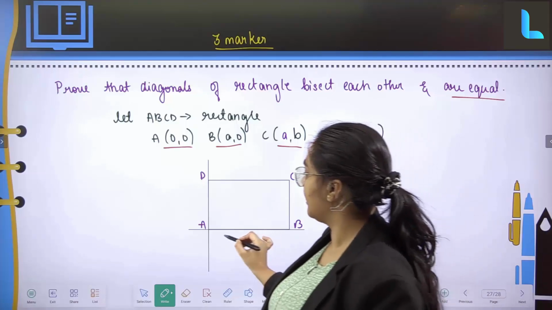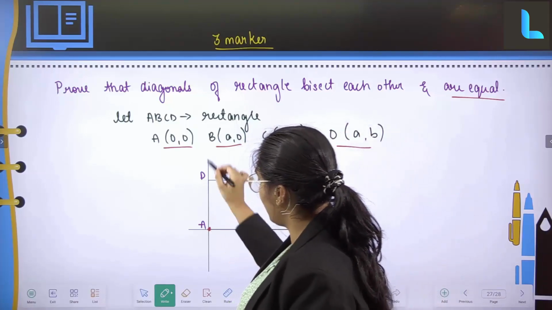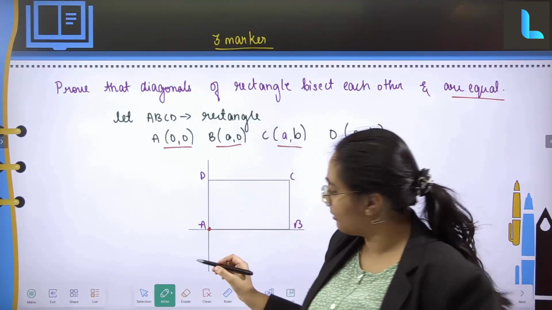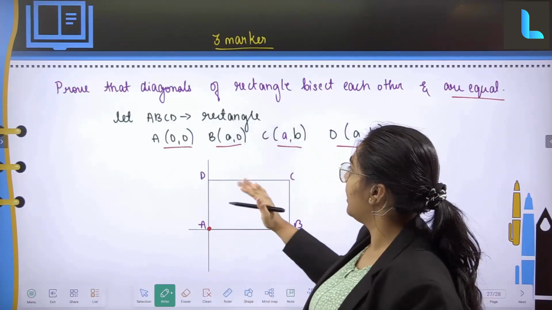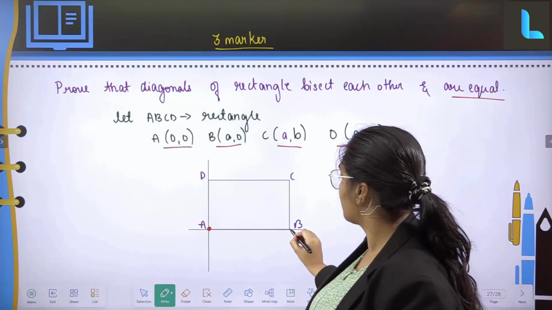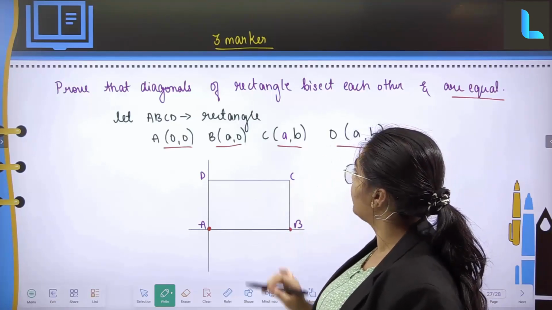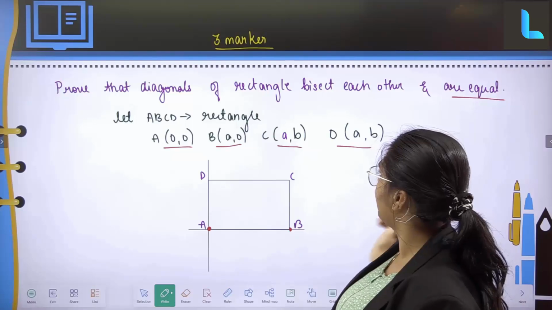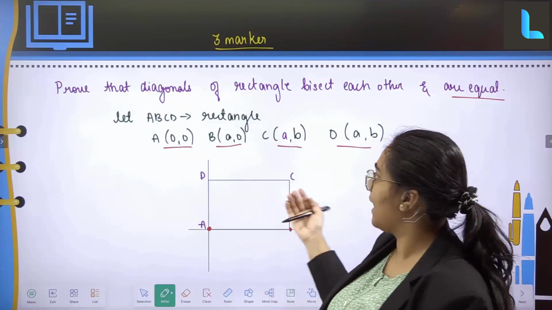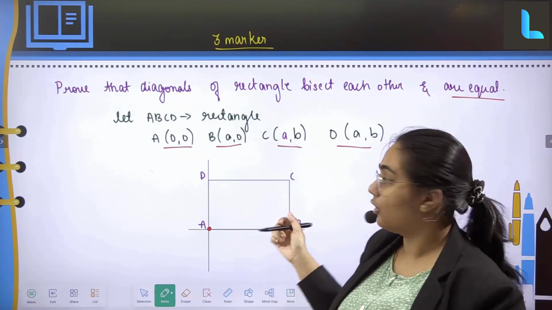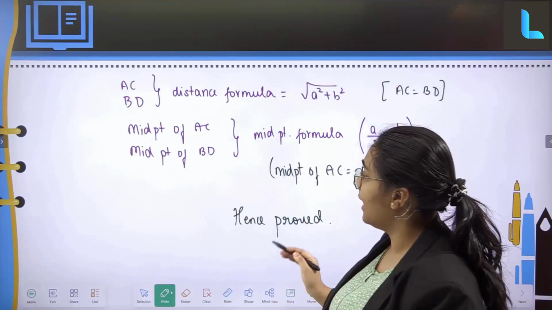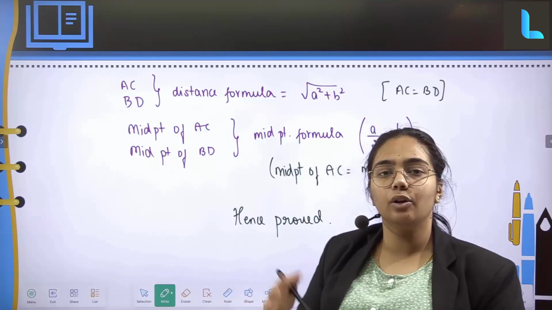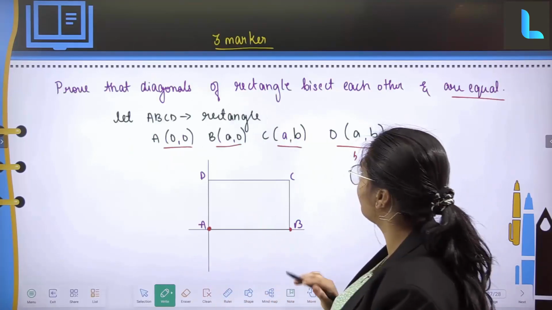So A, I have considered it as 0 comma 0. So when I am just plotting it on a graph, 0 comma 0 starts from here. That is the reason it starts from here. Then B is going to be a comma 0, and C is going to be a comma b, and D is going to be 0 comma b. The values of a and b may vary, or you can consider this as b comma a. Clear?